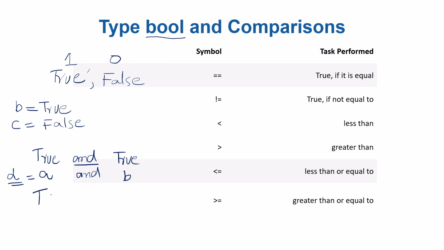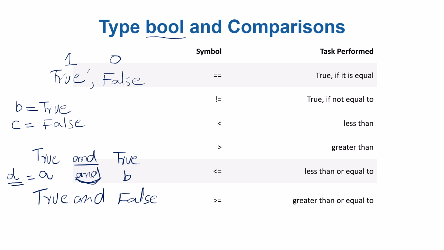Further, True and False is always False. And this is commutative. For example, True and True is True, True and False is False, False and True is False, False and False is False. So if you apply the AND keyword to combine two Boolean variables, if both are True, then AND will result in True. Otherwise, AND will result in False.